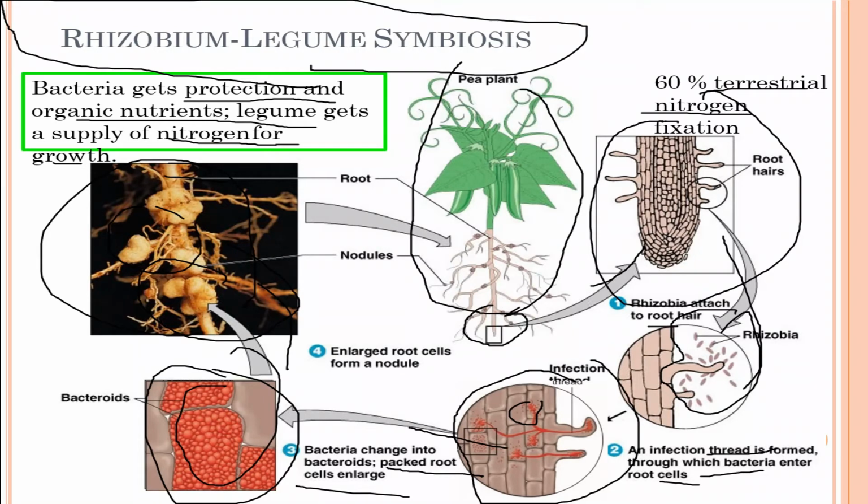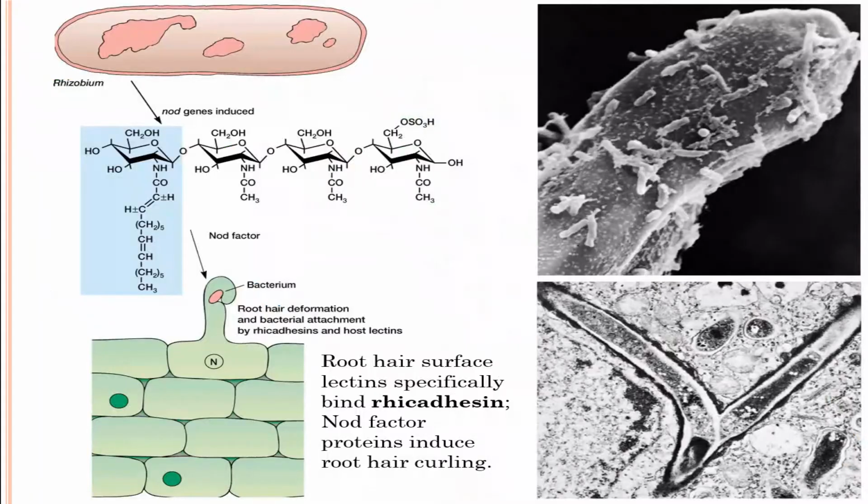So this is a clear picture that we are getting. These packed root cells lead to the formation of nodules, or enlarged root cells form nodules, as you can see here. Moving on, this is another picture that we have. This is a raw picture. These are all the Rhizobium that enter the cells and thus form packets, which lead to the formation of root nodules.